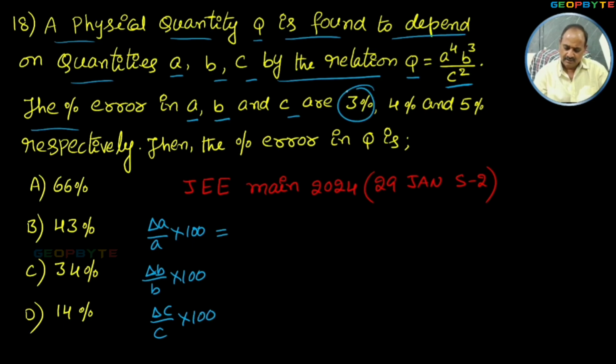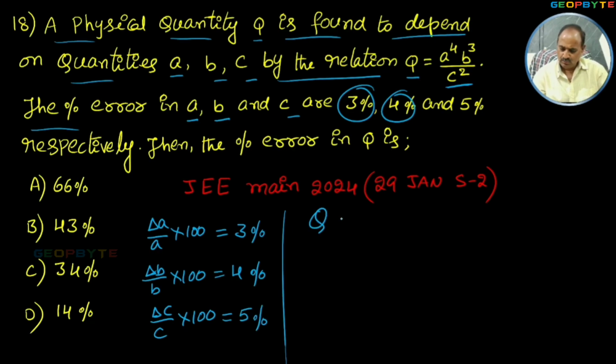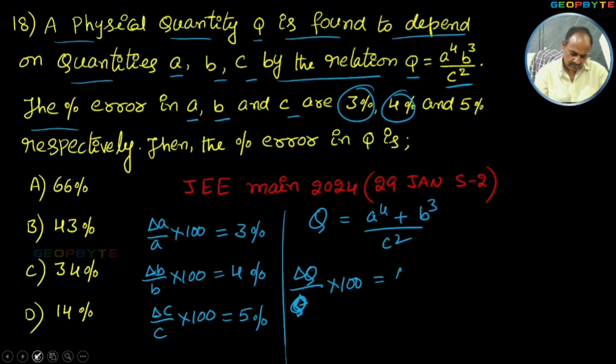Delta A by A into 100 is 3%. Delta B by B into 100 is 4%. Delta C by C into 100 is 5%. Okay. Here it is given Q equal to A power 4 B cube by C square. In terms of percentage of the error, delta Q by Q into 100 equal to 4.